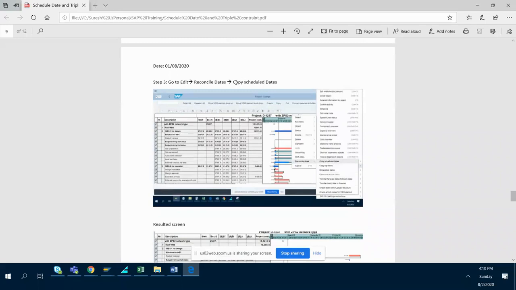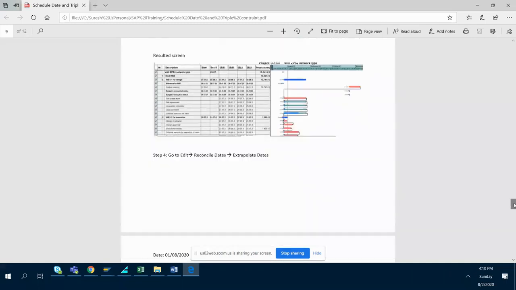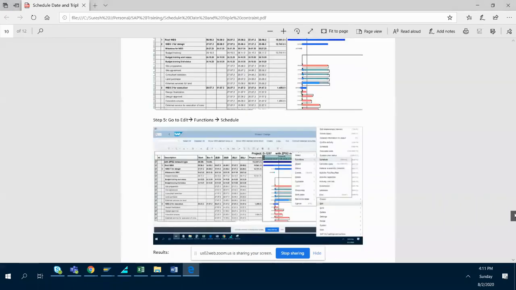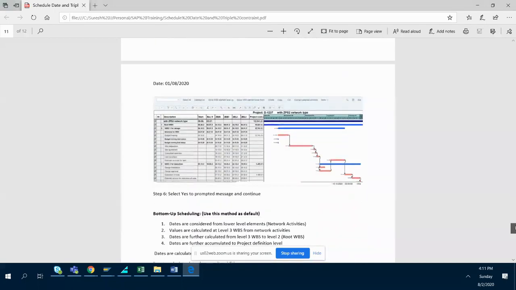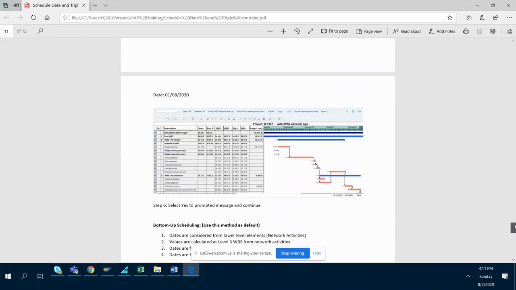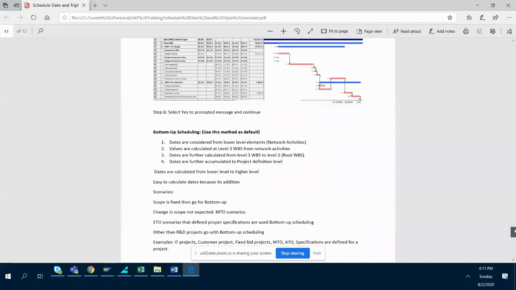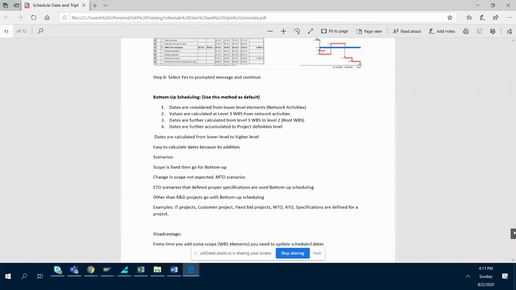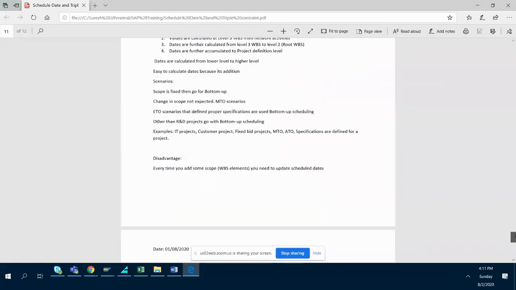Select all elements, and first is copy schedule dates. Next is extrapolate dates. Next is schedule dates. That is the three-step process you need to follow. If you follow this, you get exactly the result you are supposed to get. Other than that, bottom up is the default, and either forward or backward. Most of the time use backward if you know the end date, and if you know the start date, use forward scheduling along with the bottom up approach. Does that make sense?